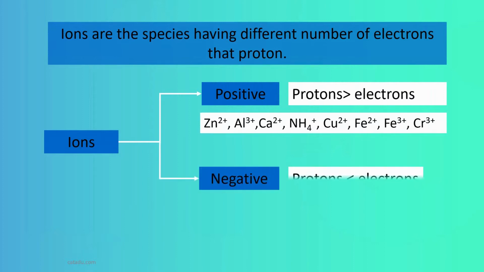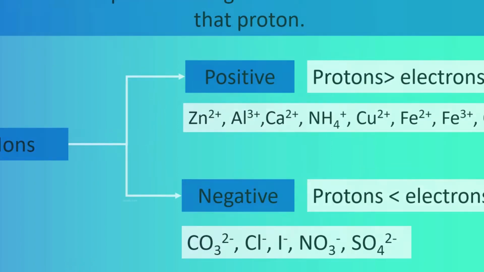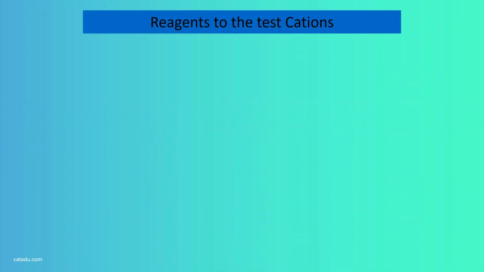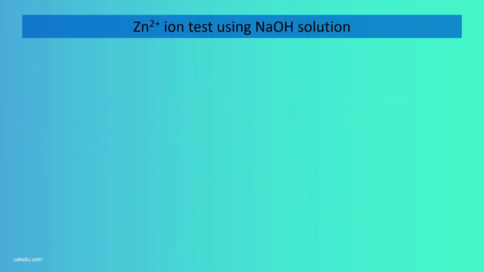Negative ions have fewer protons than electrons. Carbonate, chloride, iodide, nitrate, sulfate are included in the syllabus of Cambridge O level chemistry. Reagents for the test of cations: sodium hydroxide, few drops and excess; aqueous ammonia or ammonia solution, few drops and excess. Zinc 2 ion test using sodium hydroxide.